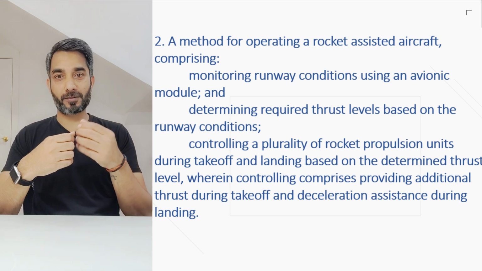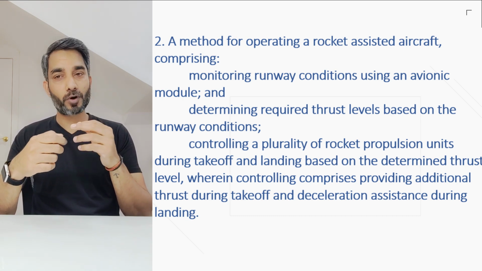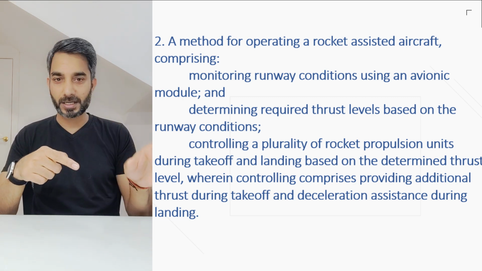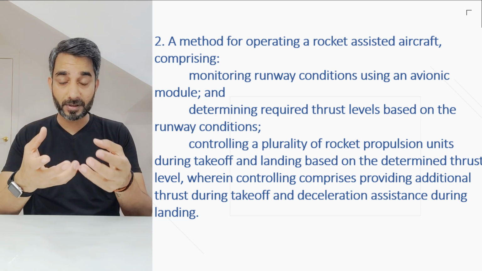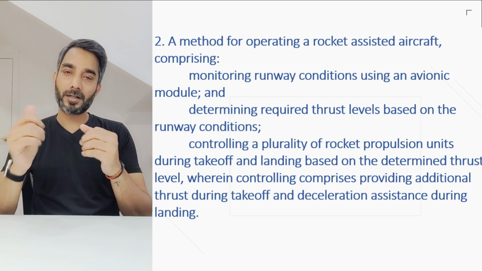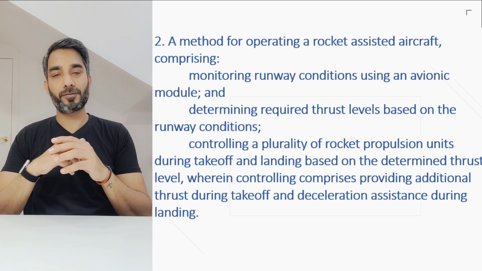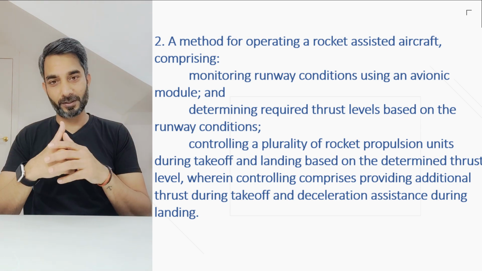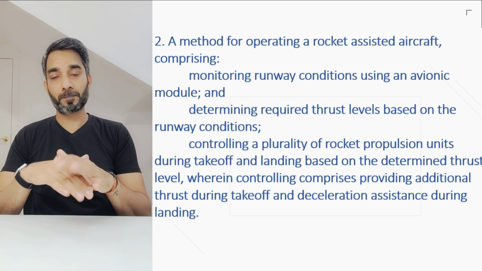So here is the method version of it. A method for operating a rocket assisted aircraft. What does it do? First, we monitor the runway conditions. Based on the monitoring, we determine what thrust level is required. And third, we control the plurality of propulsion units based on the required thrust for either landing or taking off. So this is how your claims will be.